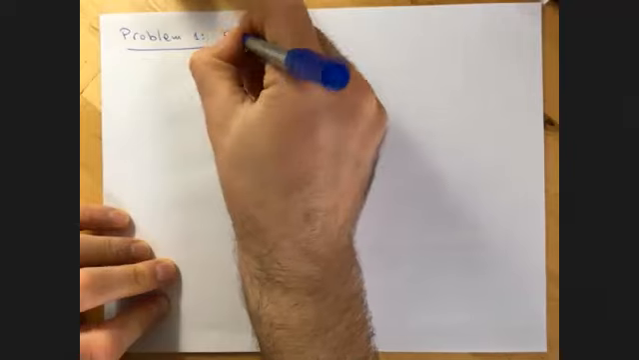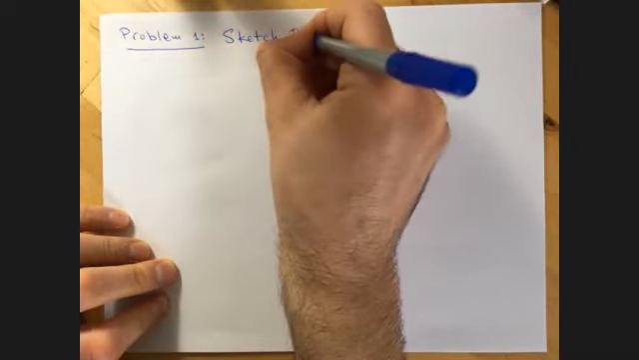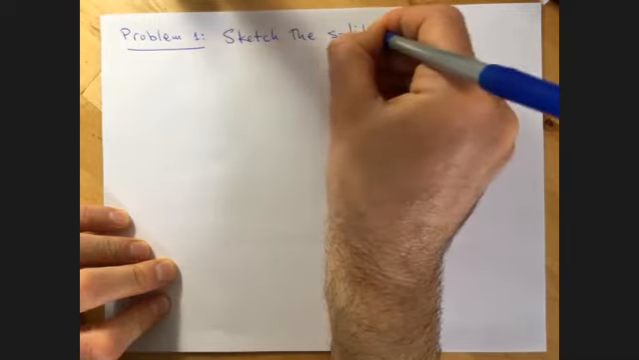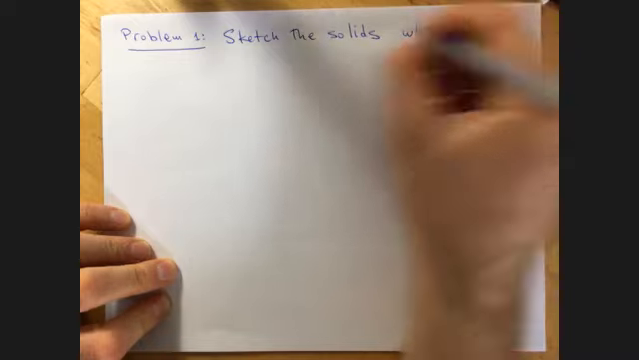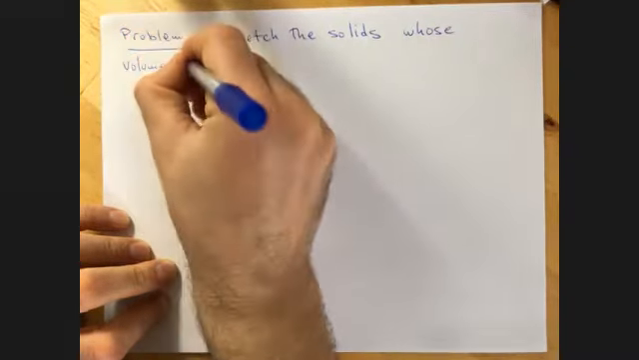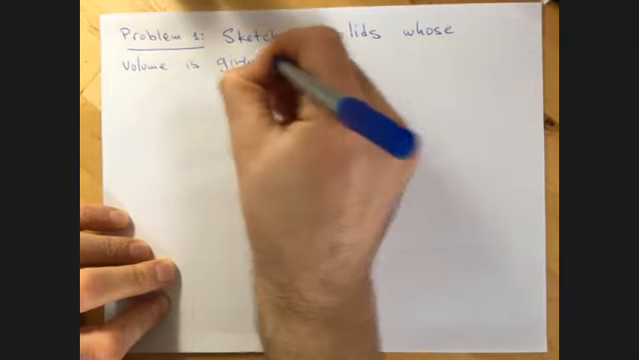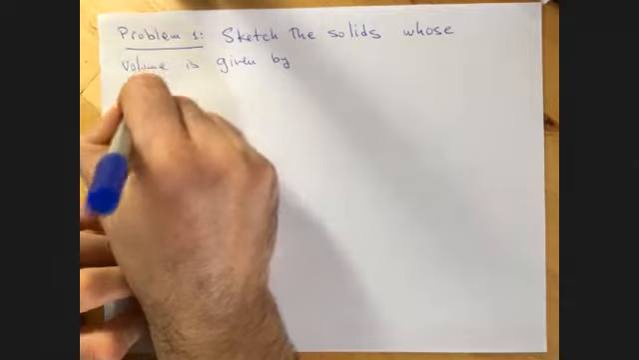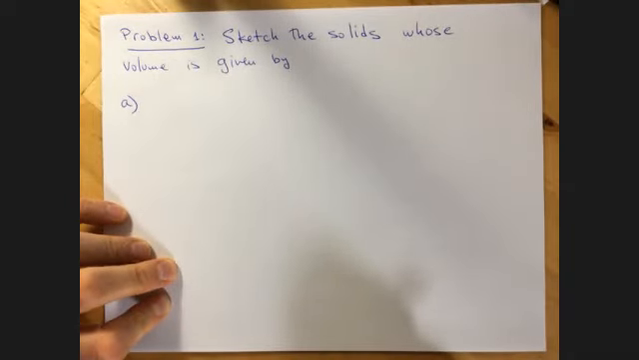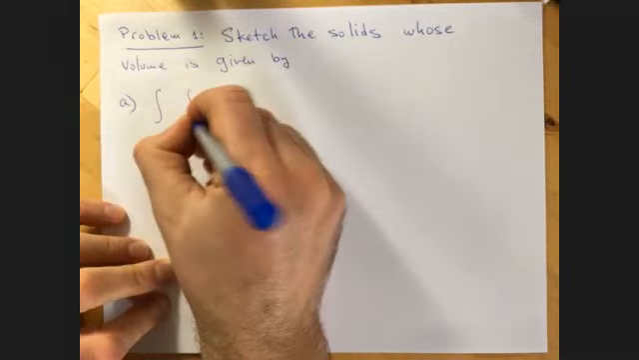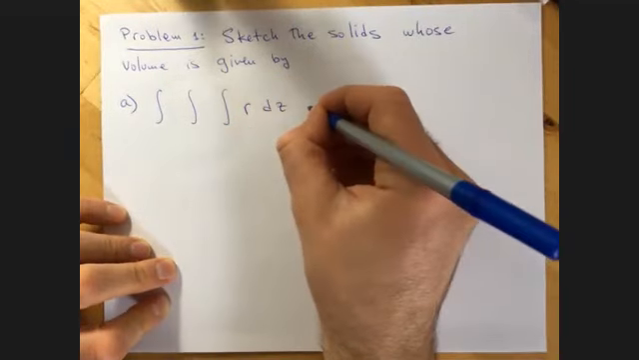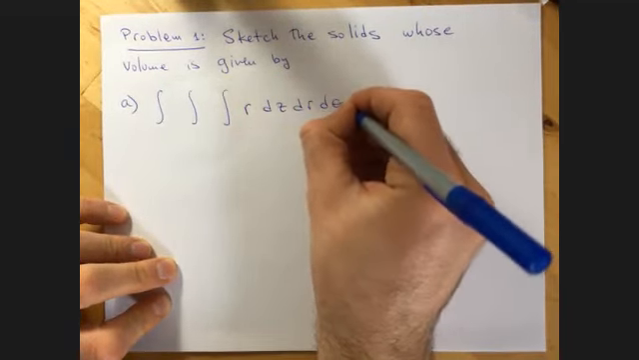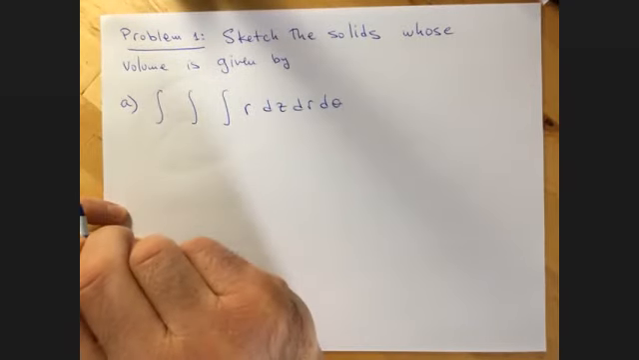So you have to sketch the solids whose volume is given by, okay, and now problem A, the triple integral r dz dr d theta. Obviously, the integral is given in cylindrical coordinates.